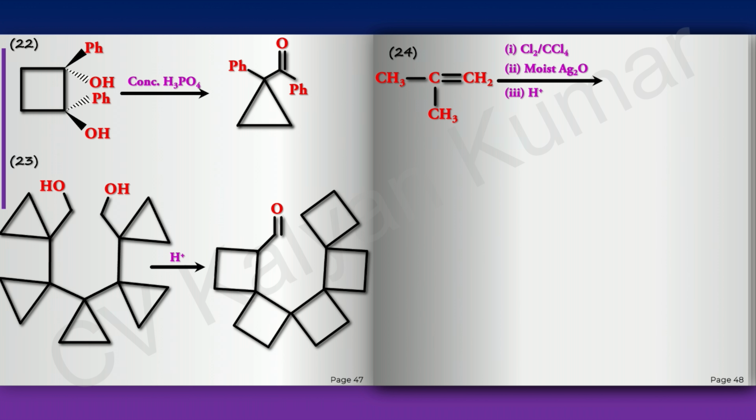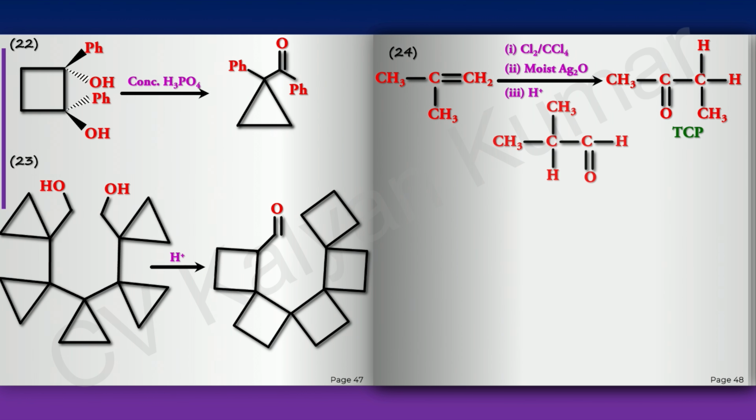Now what does the first reaction do? It'll convert this into a dichloro because of addition of chlorine to alkene. So you will get this. What will happen with moist Ag2O? It'll give you AgOH, converting them into a pinacol type thing. Now you have already done this. So you will get this as TCP and add this as KCP.